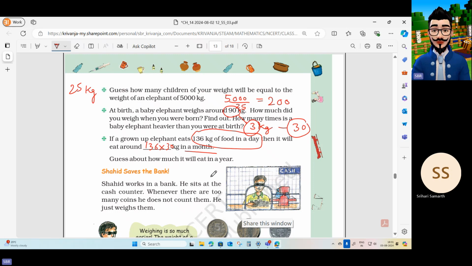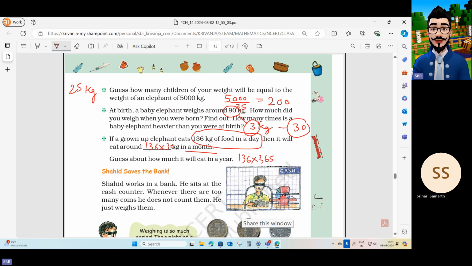Nice. I read it. Guess how much it will eat in a year. How will you do it? So we have to use 365. Correct, tell me. 365 into 136. Very good. 136 into 365. Okay.